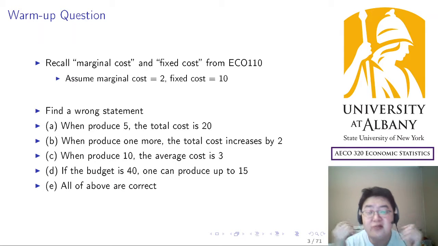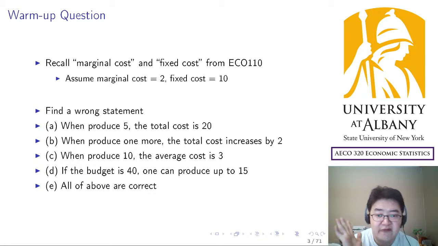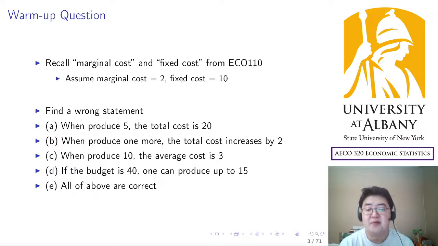So then, given these two numbers, marginal cost equals $2, fixed cost equals $10, find the wrong statement. A, when I produce 5 hot dogs, total cost is $20. B, if I produce one more hot dog, the total cost increases by $2. C, when I produce 10 hot dogs, the average cost is $3. D, if my budget is only $80, then I can produce up to 15 hot dogs. Is there anything wrong? 3, 2, 1.